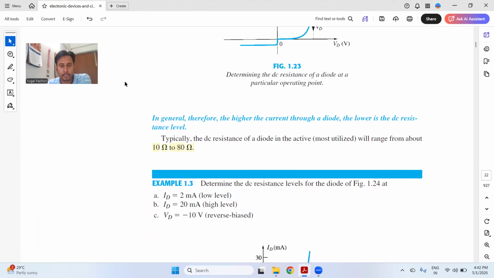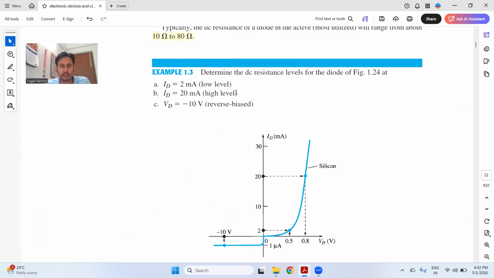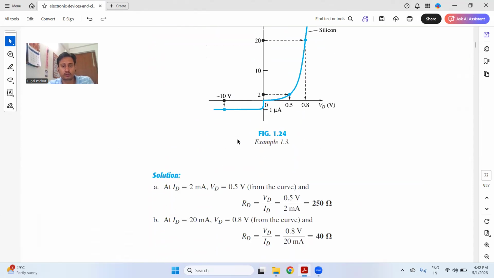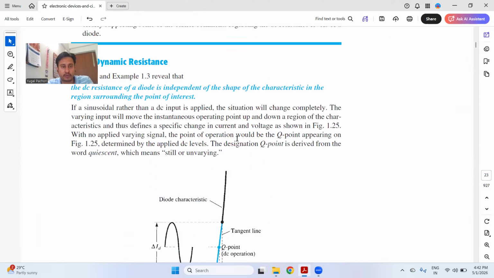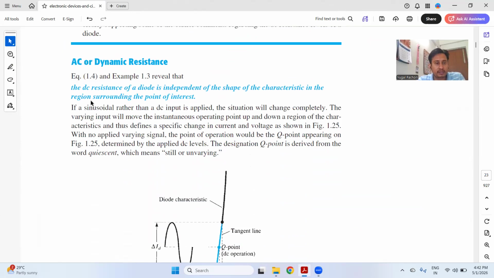The next topic. So this is a question on this. You can easily solve this question if you have the PDF of this particular book. Then you talk about the dynamic resistance. The DC resistance of a diode is independent of the shape of the characteristics in the region around the point of interest. Whereas the AC resistance is known as the dynamic resistance.